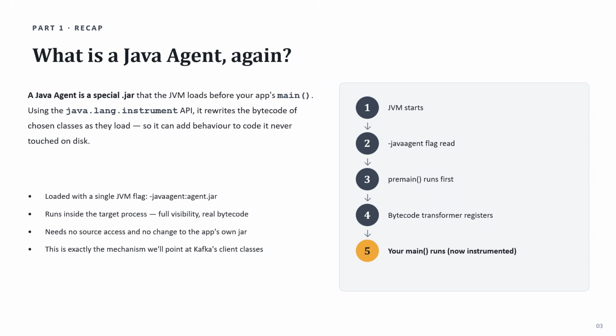So what is a Java agent again? A Java agent is a special jar that the JVM loads before your app's main method. Using the java.lang.instrument API, it rewrites the bytecode of the chosen classes as they load. So it can add behavior to code it never touched on disk. You load it with a single JVM flag, -javaagent:agent.jar, and then it runs inside the target process. Full visibility, real bytecode, needs no source access and no change to the app's own jar. This is exactly the mechanism we will point at Kafka client classes.